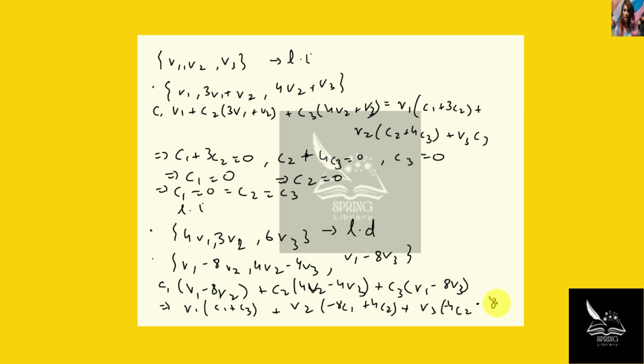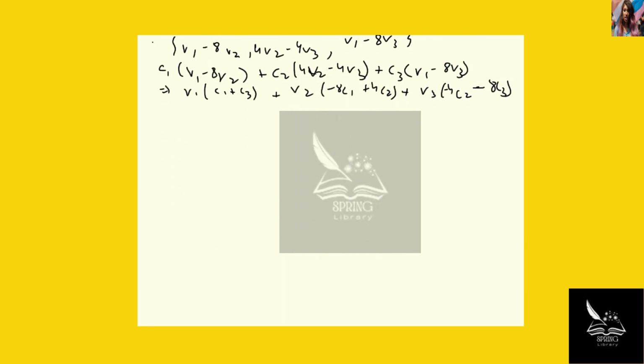minus 8c3). So now since v1, v2, v3 are linearly independent, these must be 0. c1 plus c3 must be equal to 0, minus 8c1 plus 4c2 equal to 0 and minus 4c2 minus 8c3 equal to 0.